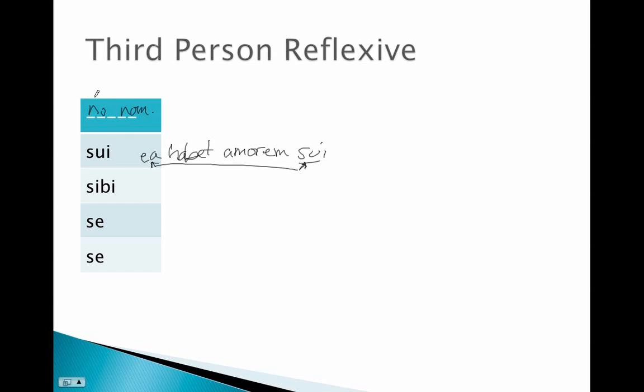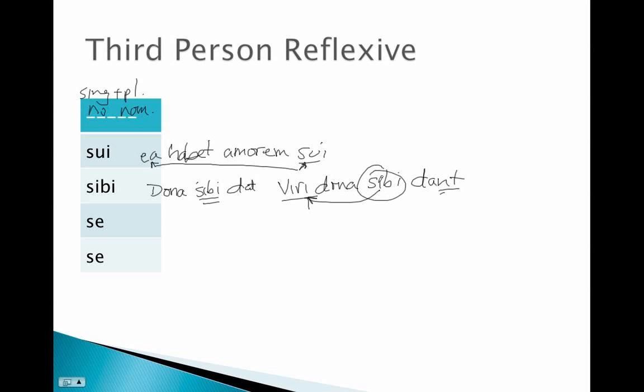So this is important to take note. Sui, sibi, se is both singular and plural. It just depends on the subject. So if I say, he gives himself gifts, dona sibi dat, he gives gifts to himself, it's singular here. But if we change the subject to the men, viri dona sibi dant. Here it's plural, our subject is plural. Sibi is referring to the subject, it's reflecting back on the subject. The men give gifts to themselves. All right, so here it's plural, here it's singular, and it all depends on the subject.